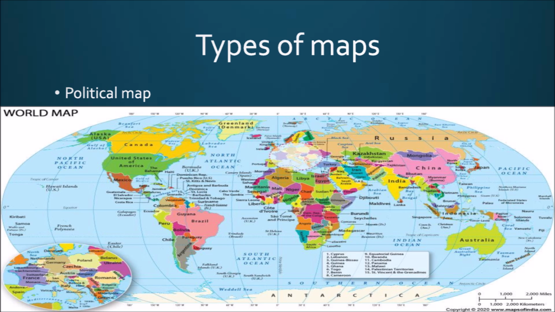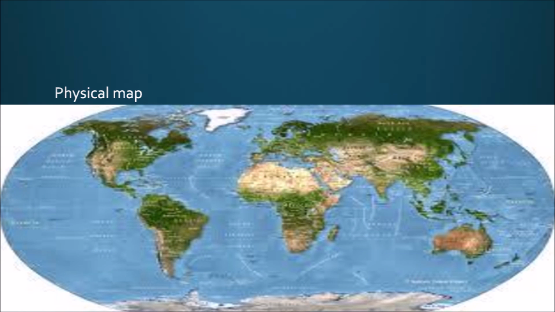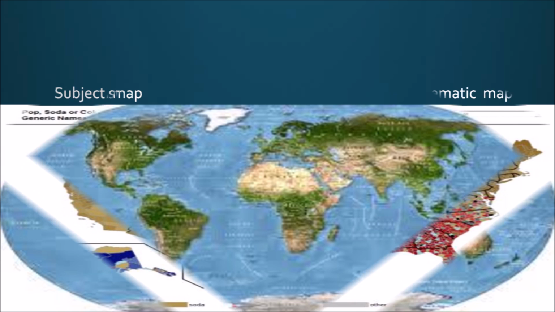The next is physical maps. Physical maps show physical features of a place like the mountains, rivers, plateaus and other landforms. In this type of map you can see the physical features: mountains, rivers, plateaus and different types of landforms.